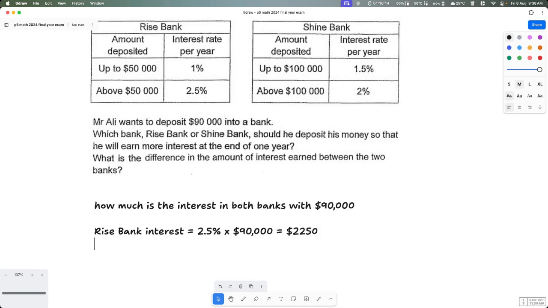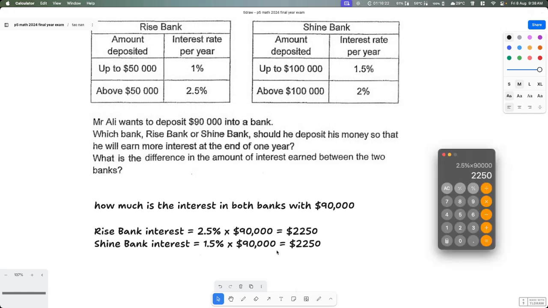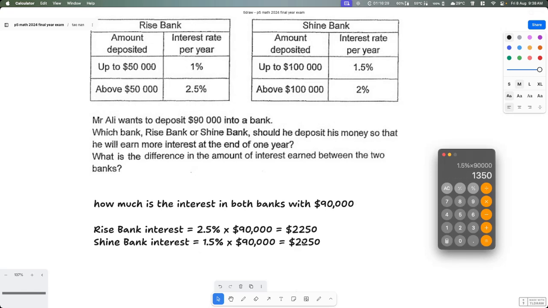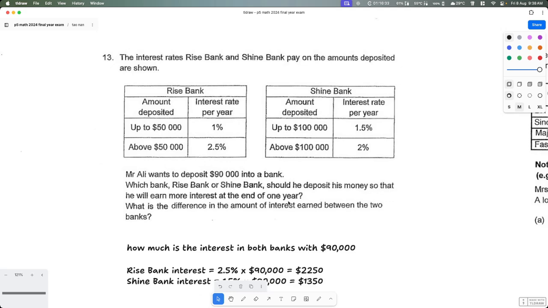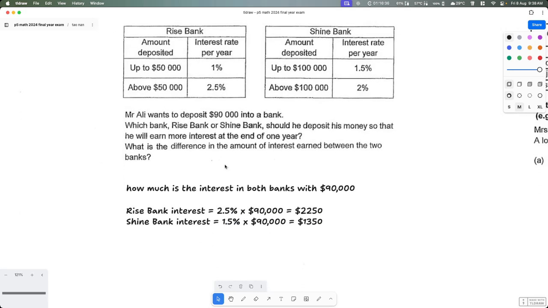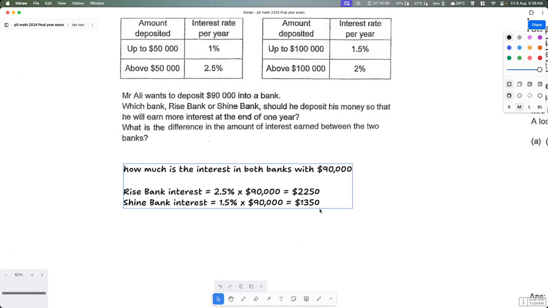Next one will be Shine Bank. Shine Bank is equal to 1.5%, so 1.5% multiplied by 90,000. So it's 1,350. So in essence, for Ali, if he wants to deposit for 1 year, he would rather choose Rise Bank, as it has more interest at the end of 1 year.